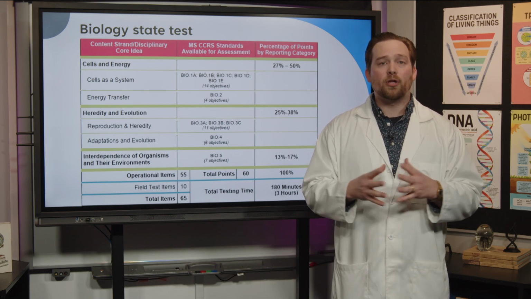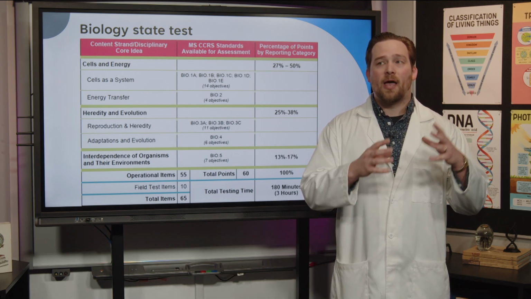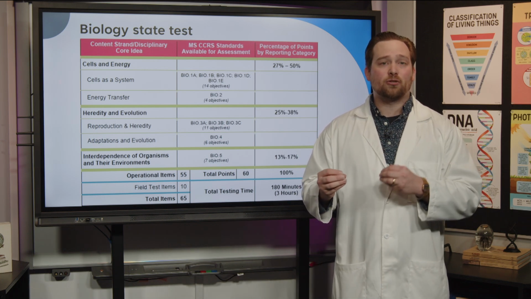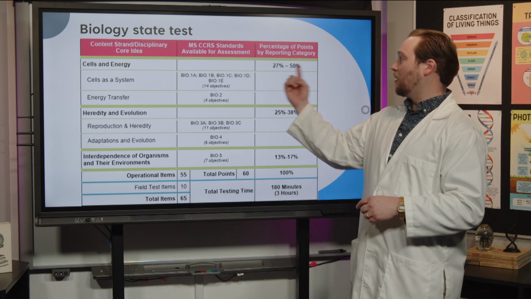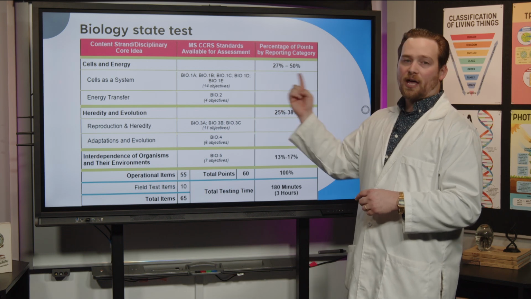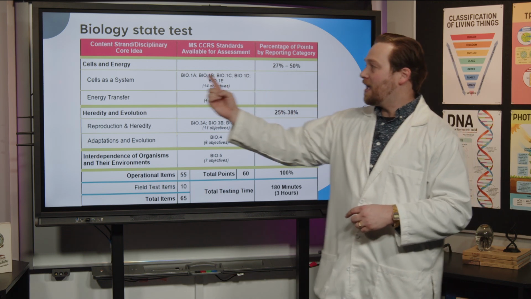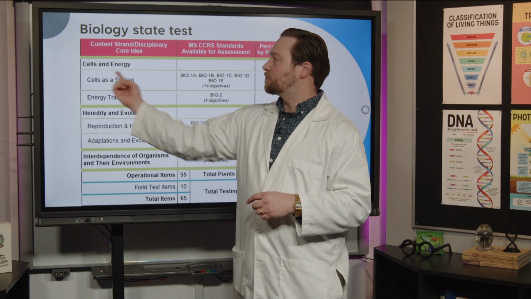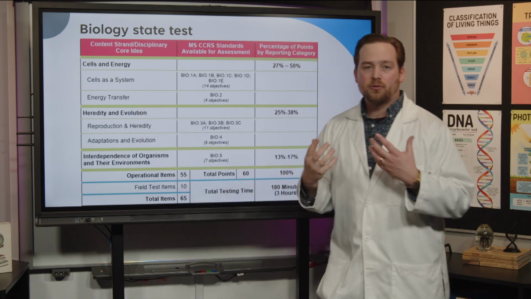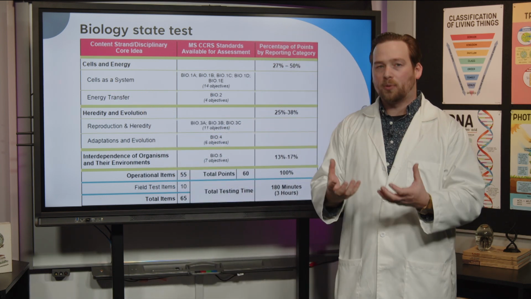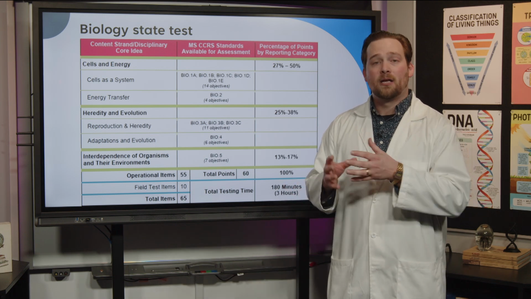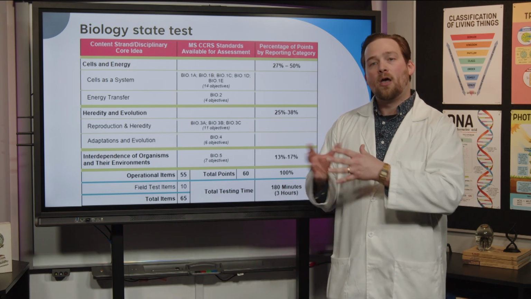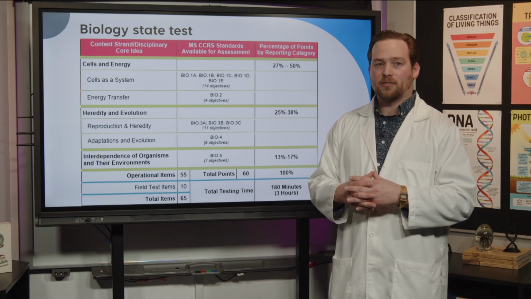Okay? What I really wanted to draw your attention to is how much of the test is broken into these different categories. Up here at the top, you can see that anywhere from 27 to 50% of the test is made up of questions from cells and energy. So cell biology is incredibly important when it comes to the state test. You're going to get a lot of questions about it, so we're going to make sure to talk about that as we're going over these lessons over the next couple days.